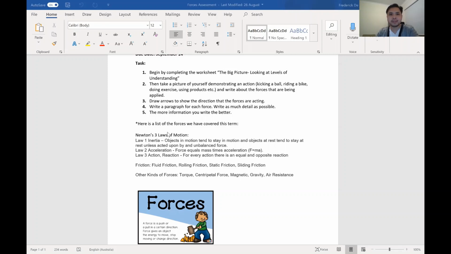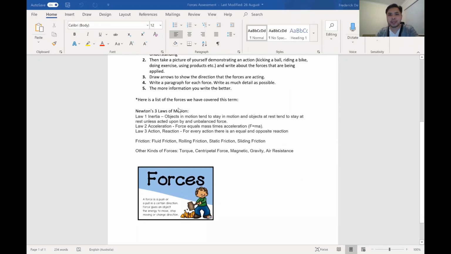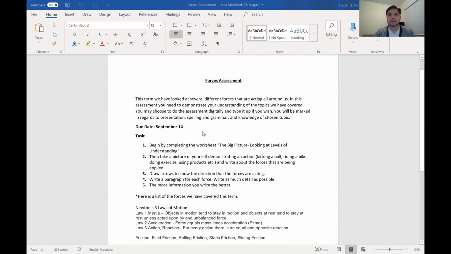Okay, so here is a list of the forces that we've covered this term, just to help you out. You've got Newton's 3 laws of motion, law 1, inertia, law 2, acceleration, force equals mass times acceleration, and law 3, action and reaction, okay? And then you've also got the frictions. So remember, fluid friction, rolling friction, static friction, sliding friction, and other kinds of forces. So torque, centripetal forces, magnetic forces, gravity, air resistance, the list goes on and on, okay?